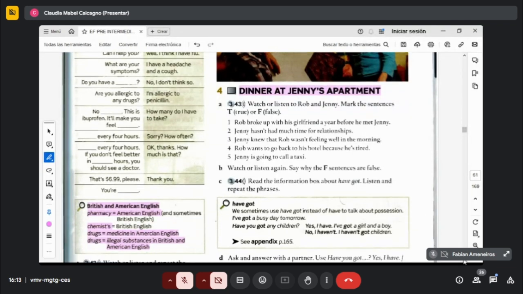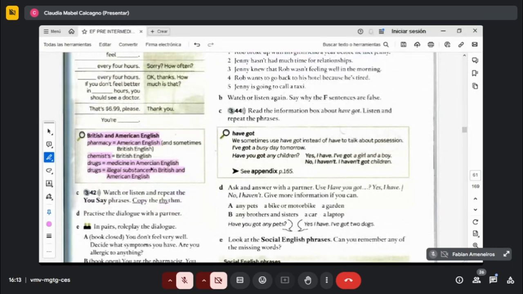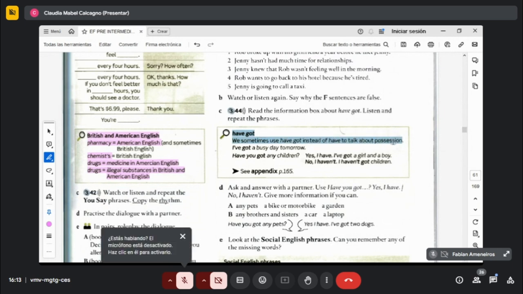Okay, wonderful. Tienen un llamado al have got, que dice: we sometimes use have got instead of have to talk about possession.